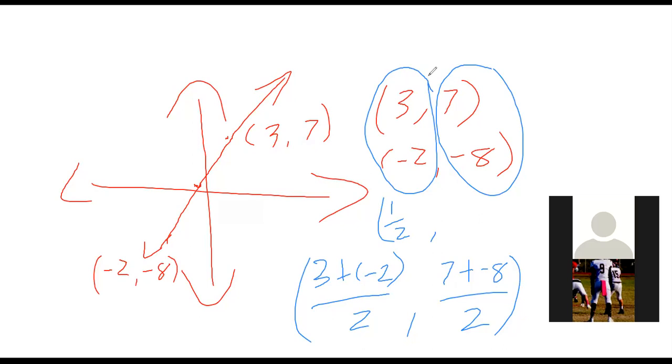And on the other side, we have 7 plus -8. What would that one be? Negative 1/2, right? -1/2. So that is our midpoint. So if we were to graph it, I guess the graph is a little wrong here, but our midpoint should be in here.